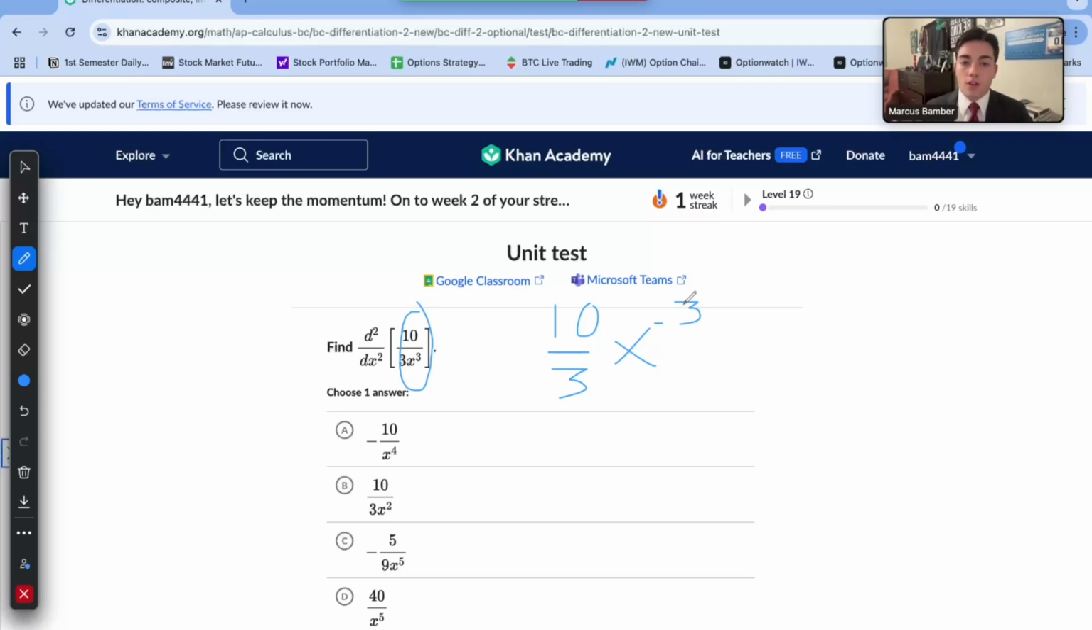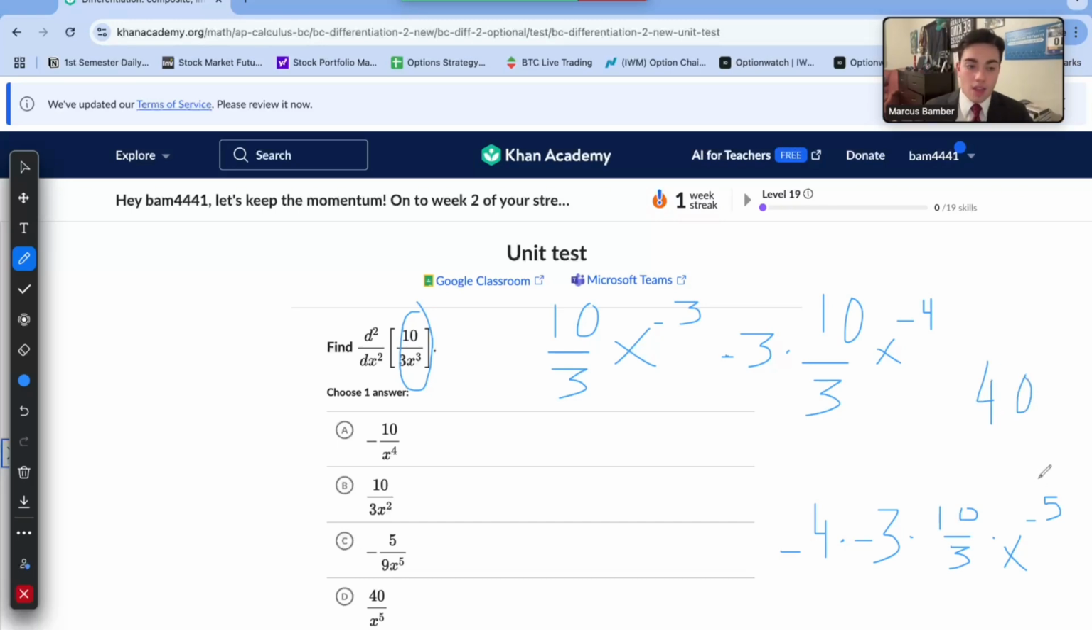So when we do the first derivative, we're just going to do negative 3 times 10 over 3 x to the power of negative 4, and then when we do the derivative a second time, we're just going to multiply negative 4, so now we have negative 4 times negative 3 times 10 over 3 times x to the power of negative 5. Now we can simplify. Negative 4 times negative 3 times 10 is 120, divided by 3 is 40, and then we just have 40 times x to the power of negative 5.